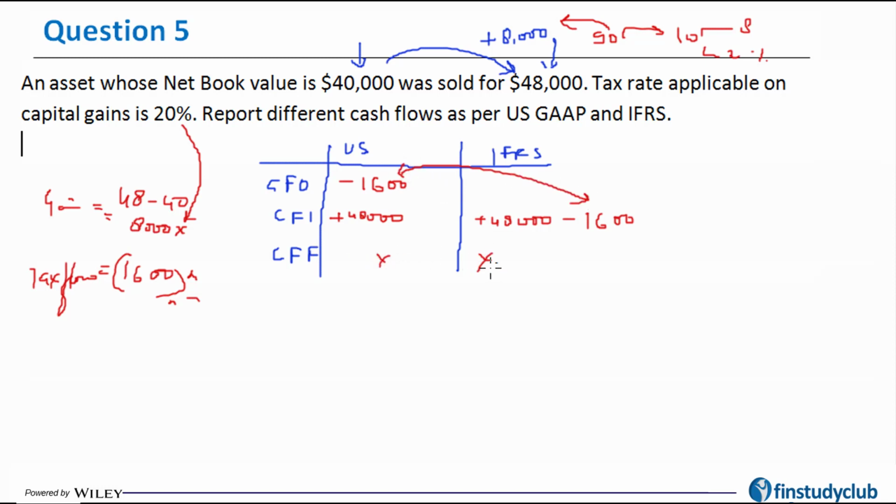Obviously nothing comes under financing. So the final question might ask you any amount. It might ask you about CFO, it might ask you about CFF, it might ask you about the net cash flow overall. So in both the cases, net cash flow remains equal to 46,400. Only the classification difference is there.